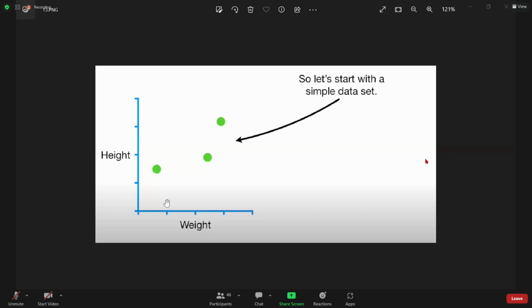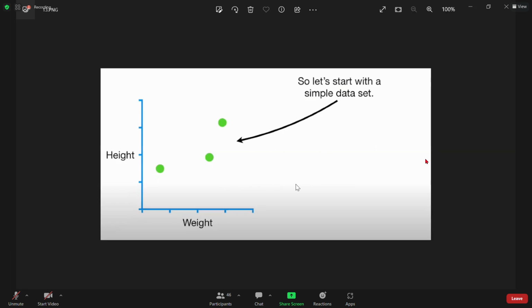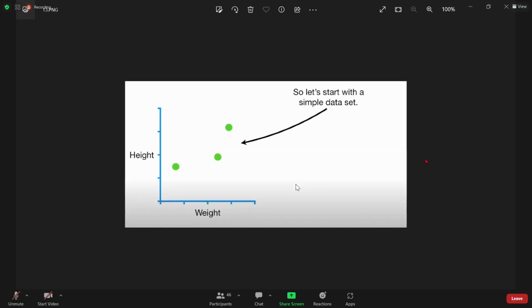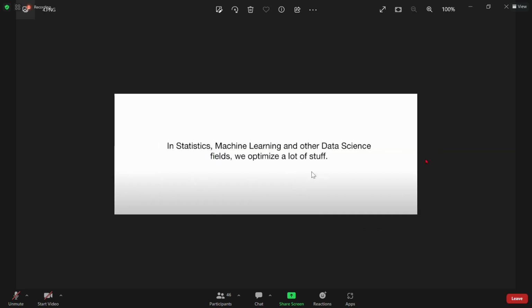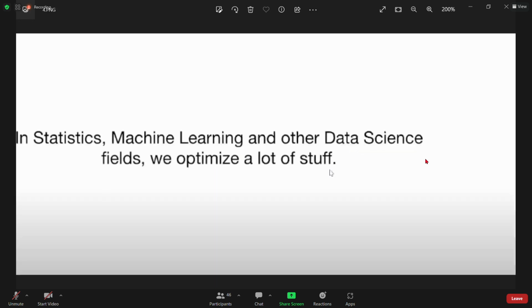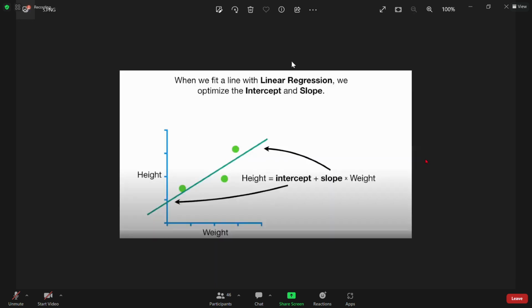Are these data points actual or not, guys? Can we call these data points the actual data points? Yes, these are actual data points. Now, next step. In statistics and machine learning, we optimize a lot of stuff. When we fit a line with linear regression, we optimize the intercept and slope, isn't it? When we plot the line here, we optimize the intercept and slope. So assume this is the actual point, and this is model predicted.